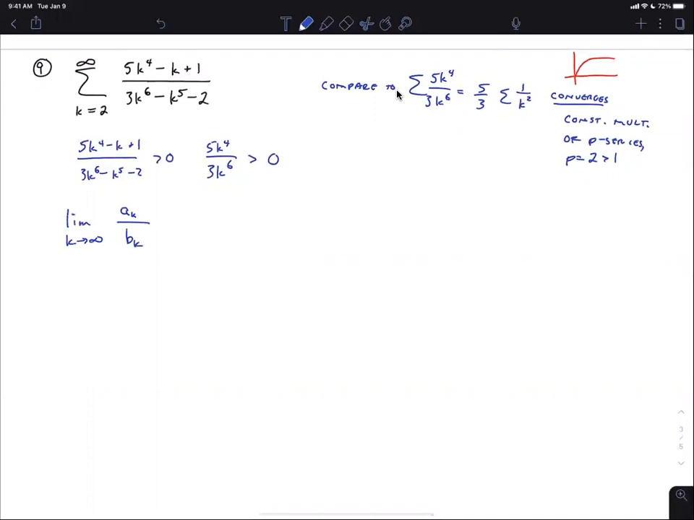Well, AK divided by BK is the same as the original times the reciprocal of the easier one, the BK. Does that make sense to everybody?